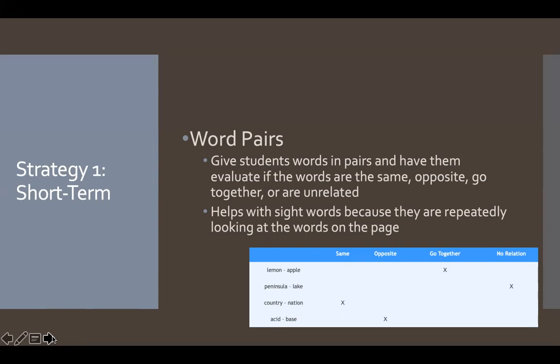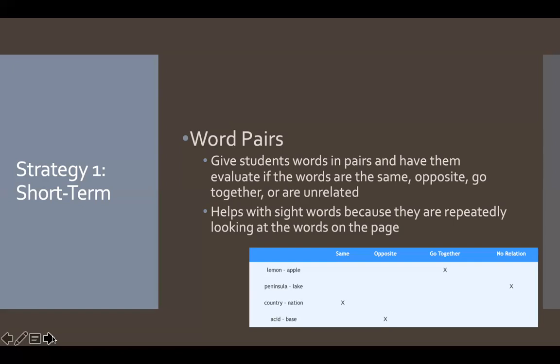This activity helps with sight words because the students are repeatedly looking at the words. As I mentioned on the history slide, I talked about how repetition and multiple exposure to words is so important. By just doing this activity, they're seeing these new words over and over again, and they're constantly looking at them. It also helps with vocabulary building because students need to know what these words mean in order to compare them to each other.